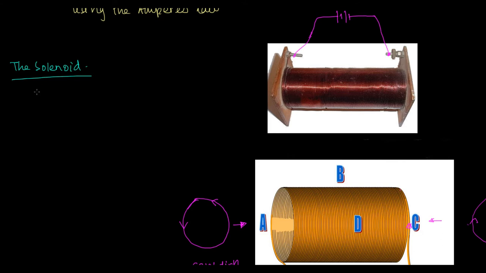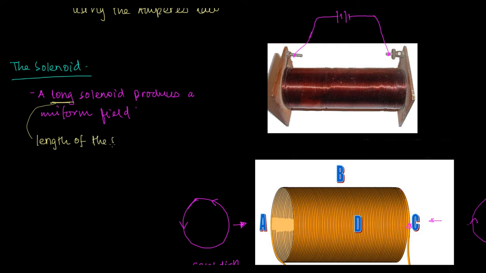Now we are discussing how a long solenoid produces a uniform field. And what do we mean by a uniform field? And what do we mean by a long solenoid? By long we mean that the length of the solenoid is large compared to its radius, right? Compared to its radius, the length is large. Okay, it's long.